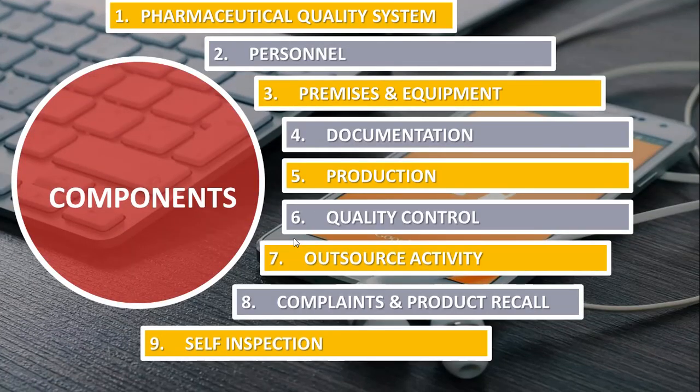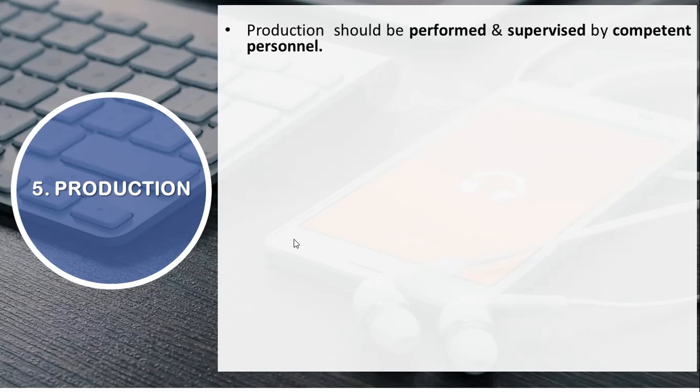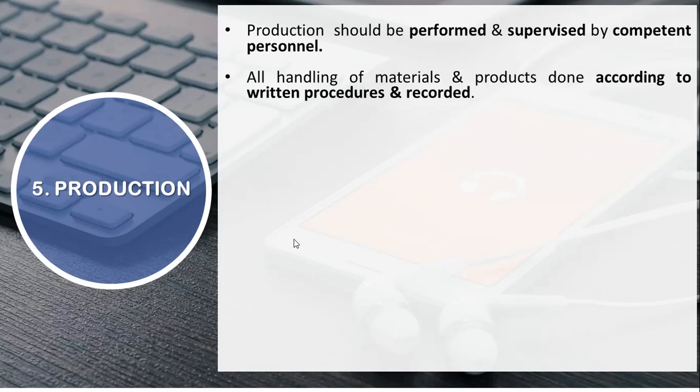The fifth component is the production. Generally, the section on production in the GMP guideline discusses the practices that emulate good conduct. In this section, it is mentioned that all production activities should be performed and supervised by competent personnel. Besides that, all handling of activities related to the production must be done according to the written procedure.